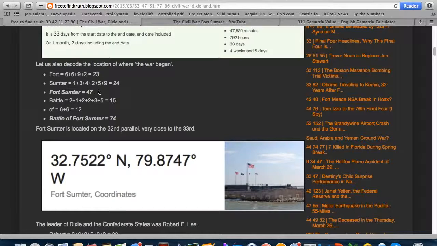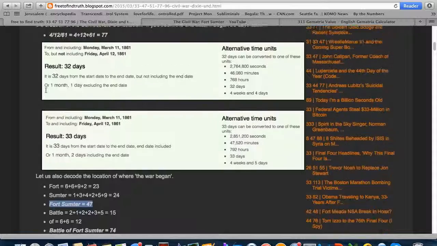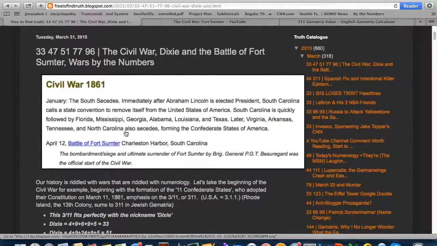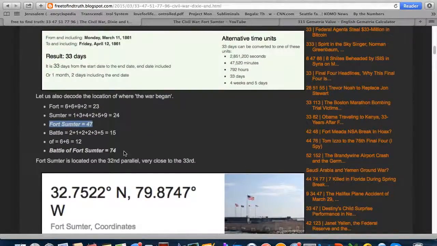Look at the gematria of the location. Fort Sumter, Pythagorean gematria, sums to 47. It's known as the Battle of Fort Sumter. Battle of Fort Sumter has a gematria of 74, the number of the martyr. Only one state has a gematria of 74, the 33rd state, Oregon. Jesus equals 74. Cross equals 74. Joshua, the English translation, equals 74. So much more important words equal 74. But again, only one state, the 33rd state. Jesus was crucified at 33.